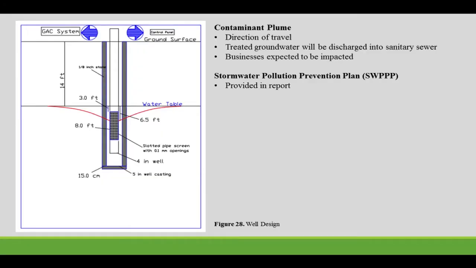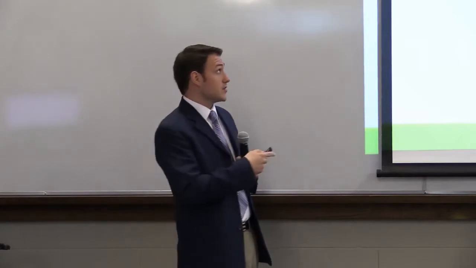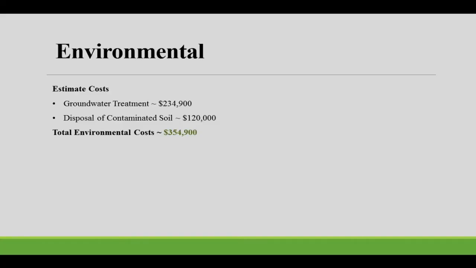And so this is just to make sure that we're not allowing sediment to go into the inlets and further pollute the water. And so to wrap up the environmental portion, the groundwater is expected to be about $235,000, and the disposal of the contaminated soil is about $120,000, which totals to approximately $355,000. And with that, I'd like to pass it off to Yosef, who will talk to you guys about the geotechnical side.